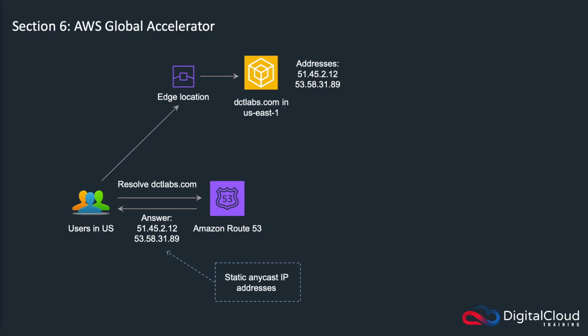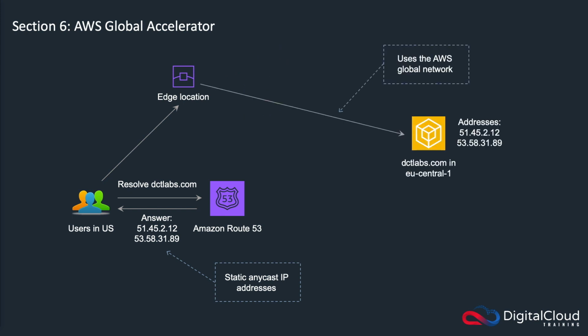So going back to our diagram, this is basically where we're at. We have a couple of IP addresses. We've resolved dctlabs.com to those IP addresses, and we've connected to an endpoint. In our case, it's US West 1. Now, what we want to do is simulate the failure of one of those instances so that we then get directed to our other instance or our other application endpoint, just like in the diagram here.